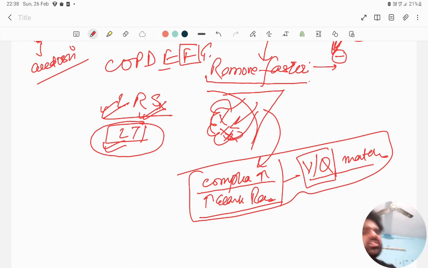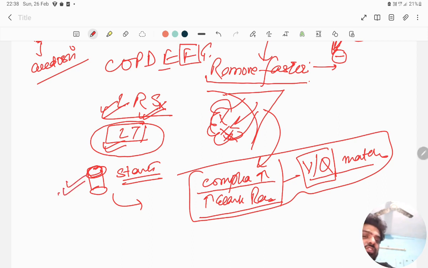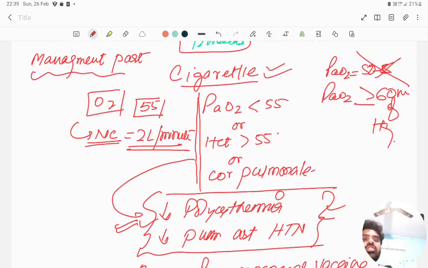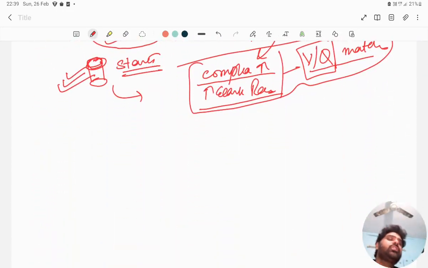There are newer surgeries in which they use cylindrical shaped stents, and through bronchoscopy they place these stents into the areas which are prone to collapse in emphysema or in COPD. So this is one of the novel ways in which bronchoscopy-mediated cylindrical stents are placed in the airways in order to prevent their collapse or prevent their bronchospasm.